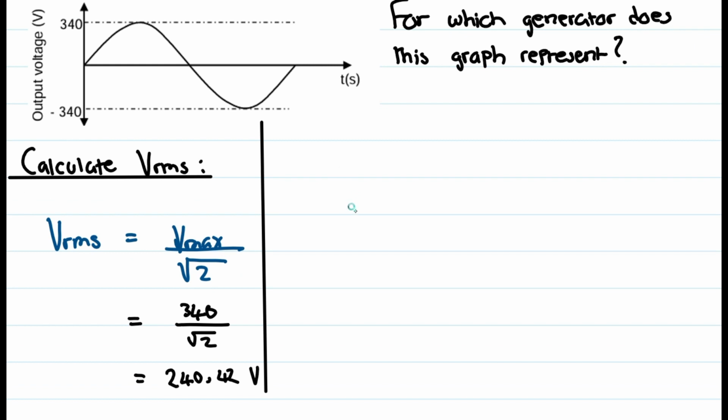So now let's say we have an AC generator, and this AC generator is connected to a light bulb.